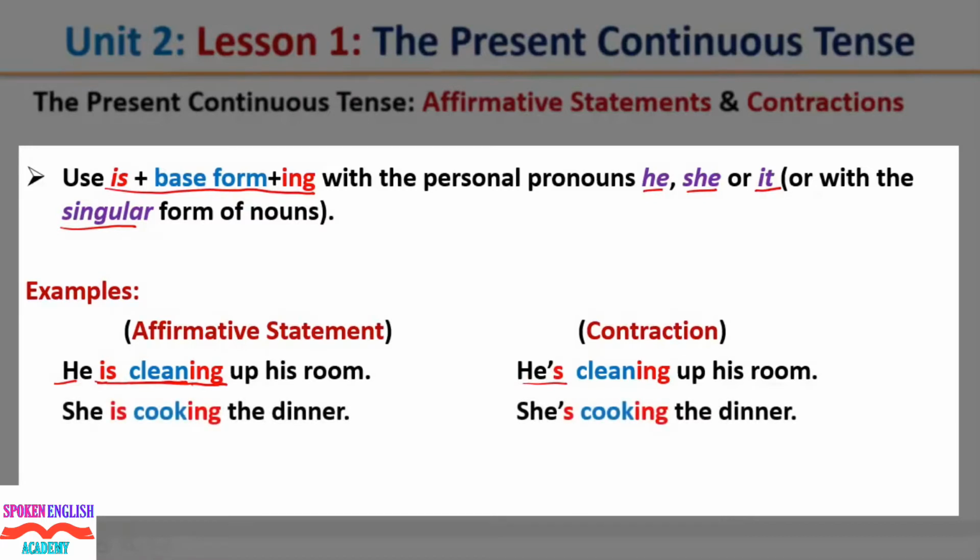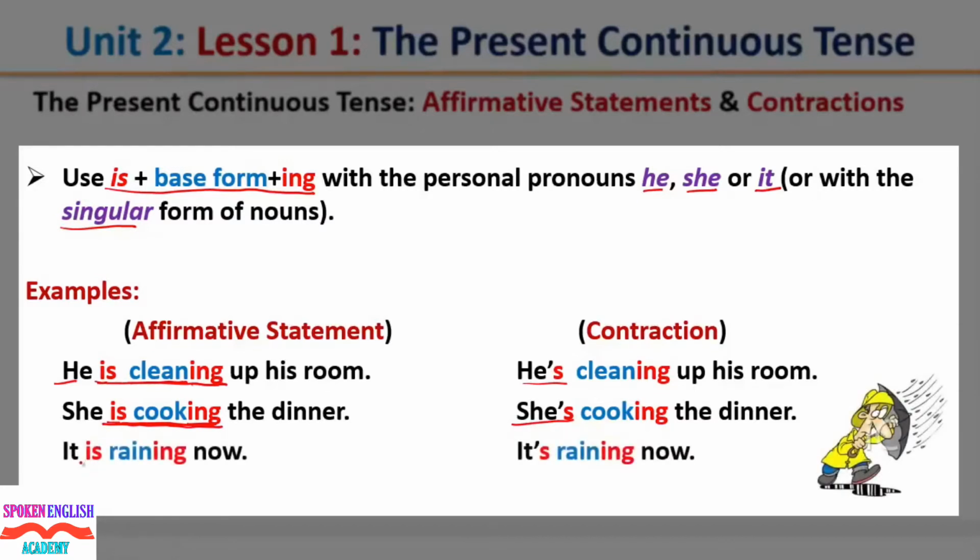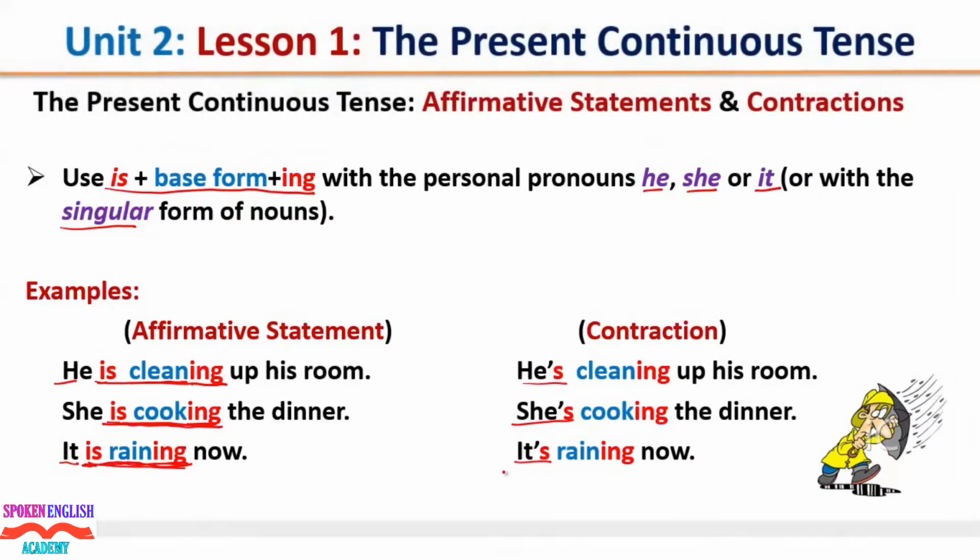Another example: she is cooking the dinner. Notice here, after she we use is plus base form plus ing. So this is the present continuous tense. The contracted form, she's cooking the dinner. Another example: it is raining now. Again, notice here, after it we use is plus the base form plus the ing. So this is the present continuous tense. The contracted form, it's raining now.